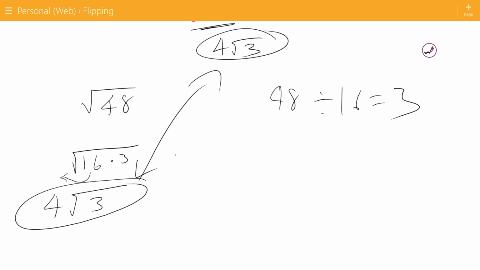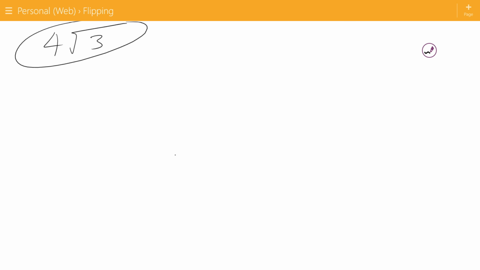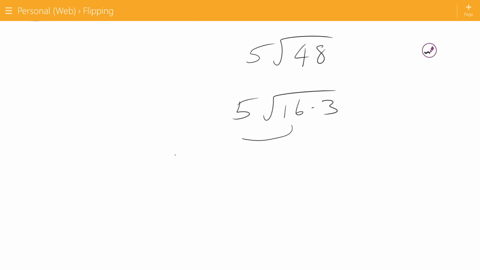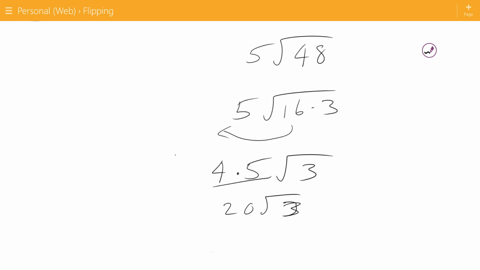Now suppose that I had, let's say, 5 times the square root of 48? Well, I would do exactly what I was doing before. So 16 times 3, let's go with that so we can do it in one step. I would pull this out, and now I've got 4 times the original coefficient I had of 5 times the square root of 3. Simplify the 4 times 5, so I have 20 square root of 3, and that is the simplified version of 5 times the square root of 48.